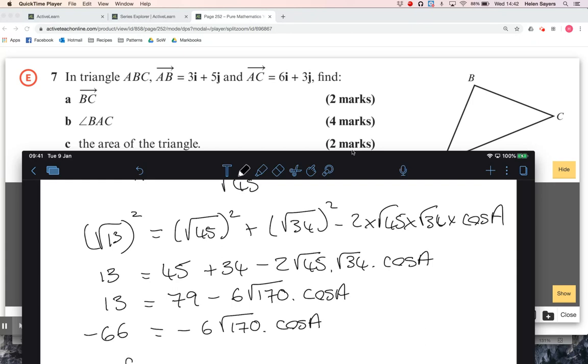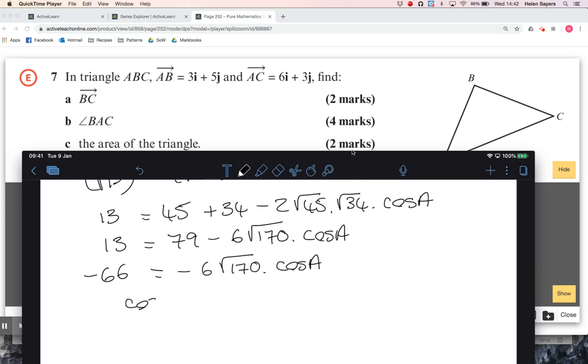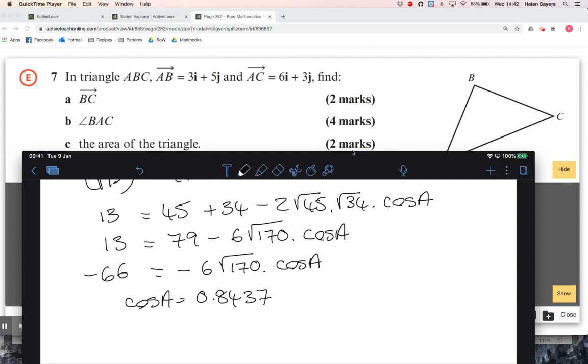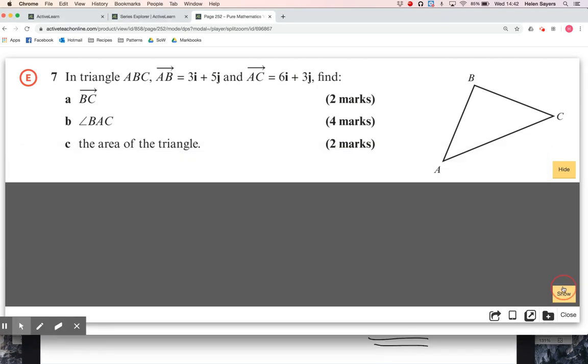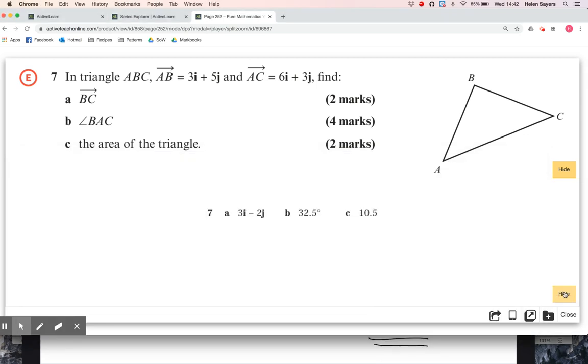Okay, so that is giving me cos A is 0.8437. I just won't clear that from my calculator. So angle A is inverse cos, or arc cos, of that. So arc cos of that is giving me 32.5 degrees to 3 significant figures. Just going to check that before we carry on. Yeah, we're good so far.